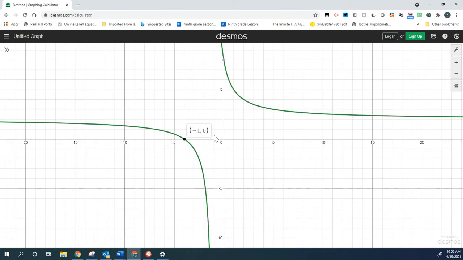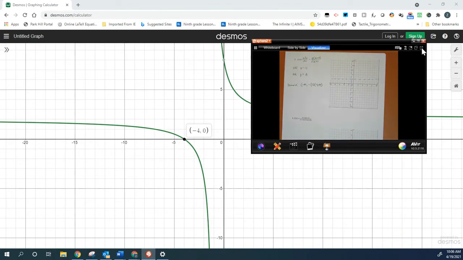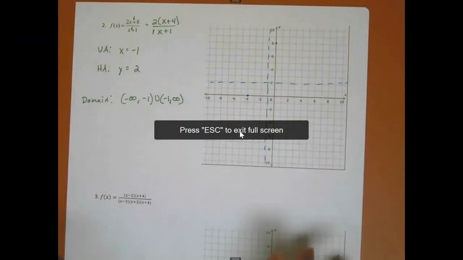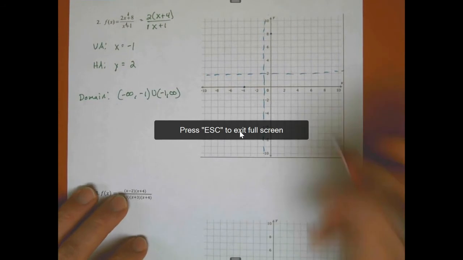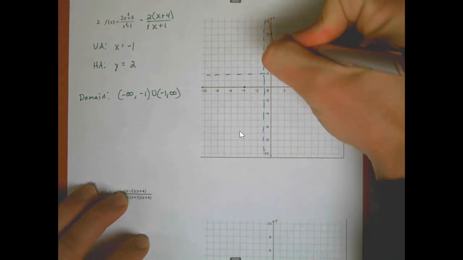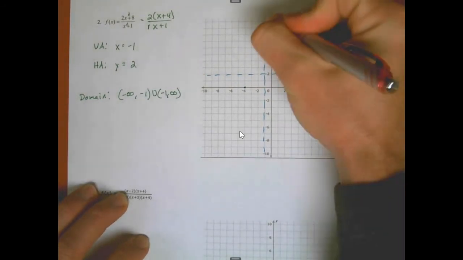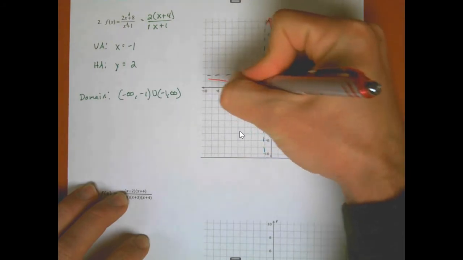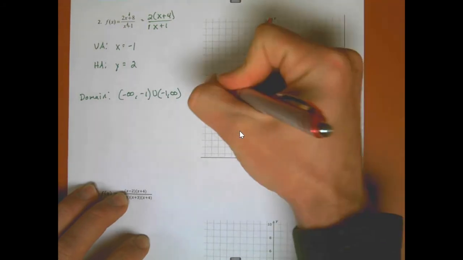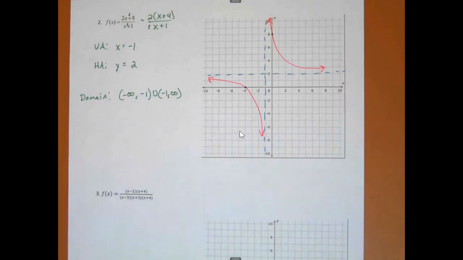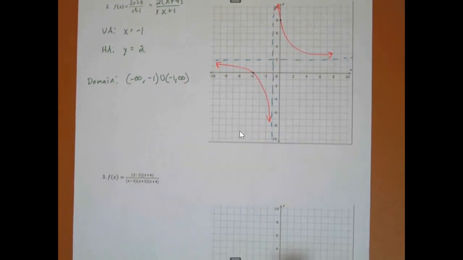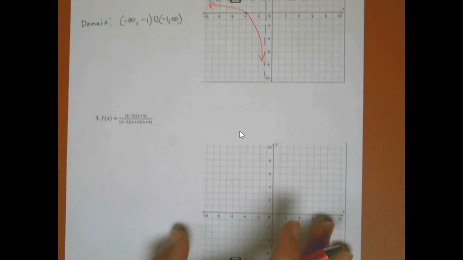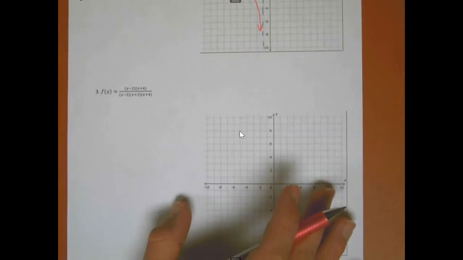So we have some form of accuracy. Let me switch back to my other view here. And so this graph looks something like this, and this graph looks something like this. Once again, we're getting close to the asymptotes, but we're not touching them, and we're not super worried about how accurate our sketch is, because it is just a sketch. Just make sure those asymptotes are in the right spot.